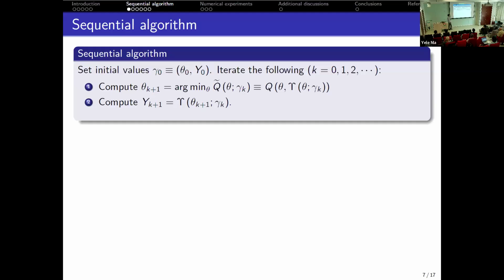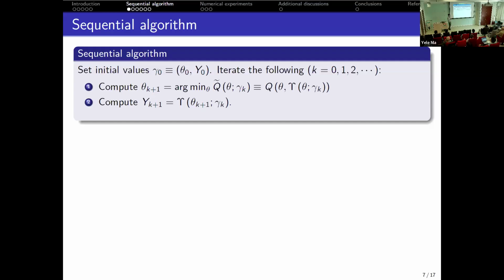So here I show a general form of the sequential algorithm. In this algorithm, first we set initial values gamma 0, which is a pair of theta 0 and y 0. And then we iterate the following. In the first step, we compute the value of theta k plus 1 by solving this unconstrained optimization problem. Here, I define objective Q tilde, and Q tilde is defined like this.